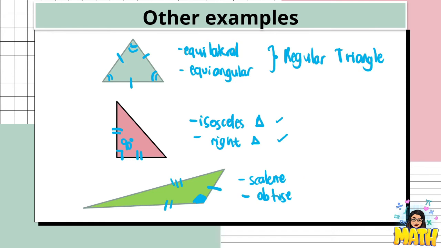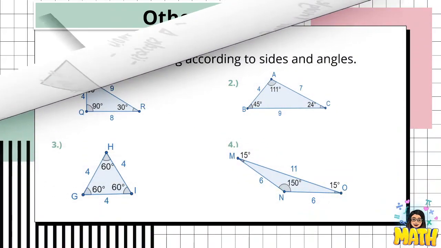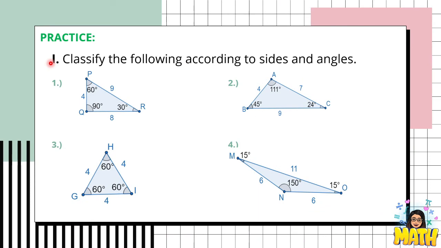So again, ang pagka-classify ay depende sa purpose. Pwede namang by side lang, pwede rin namang by angle, or pwede namang both. Now let us answer the practice exercises. For part 1, let us classify the following according to sides and angles. So in the following figures, meron namang naka-indicate na measure sa bawat side at sa bawat angle.